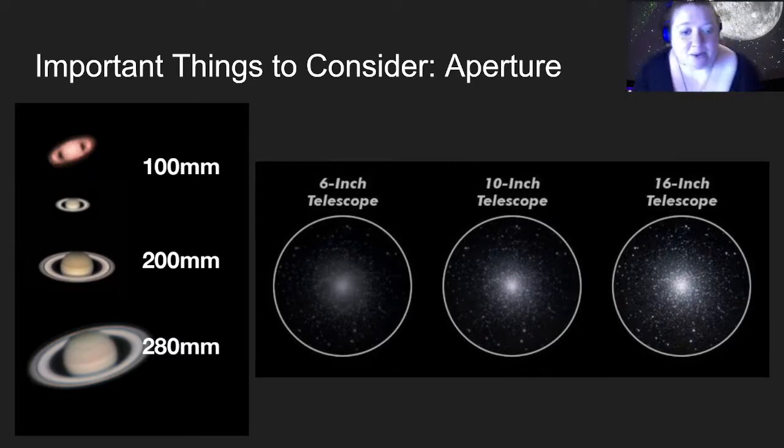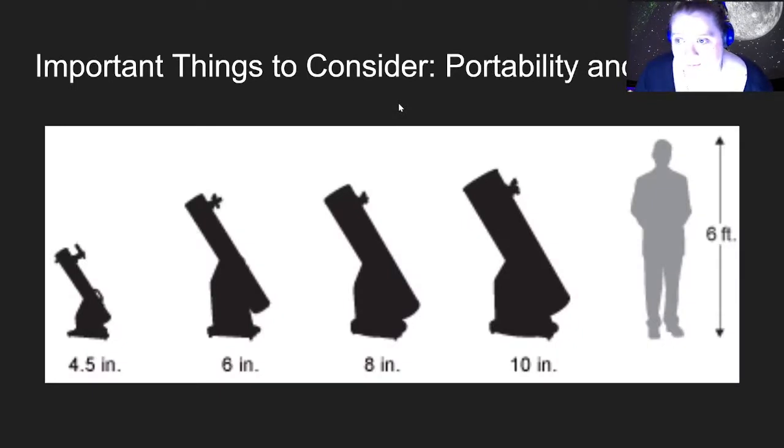And you can see examples of that right here. Looking at the same object through different aperture telescopes, things look bigger and brighter. But there are things to consider. Obviously, bigger seems better, but if you're wanting a telescope that you can take out with you, you need to consider the portability. Because the bigger the telescope, the heavier it is, and the harder it is to move around.